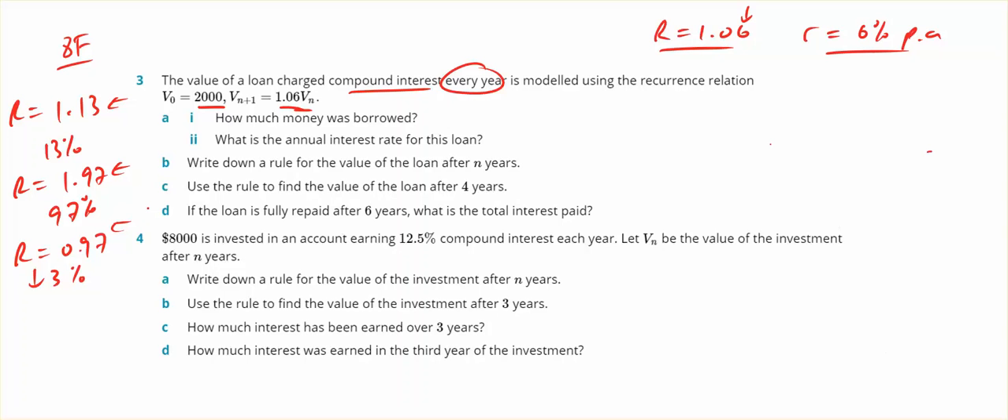If your R value is 1, it means that you're not changing the amount at all, because it stays the same. But if it's greater than 1, then you're increasing. If it's less than 1, then you're decreasing.